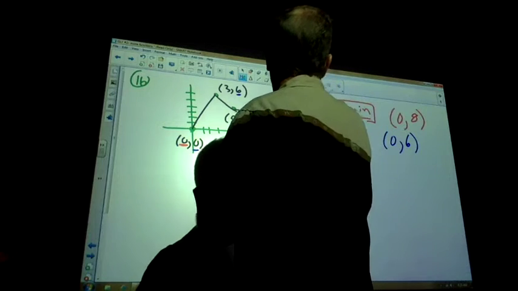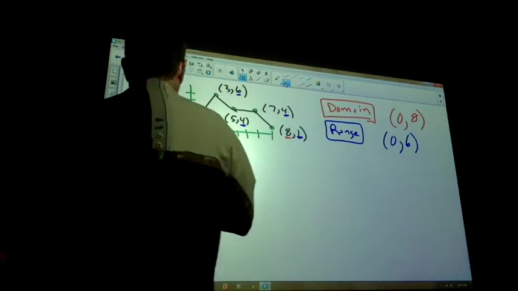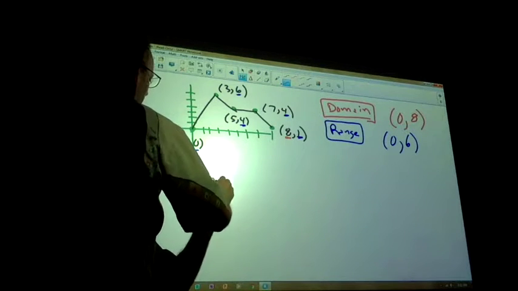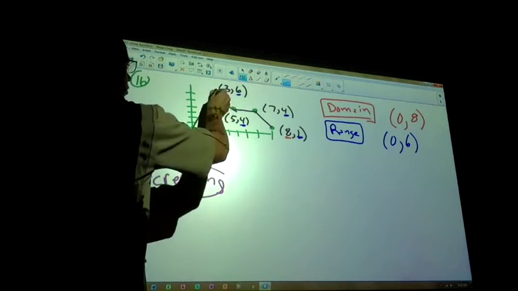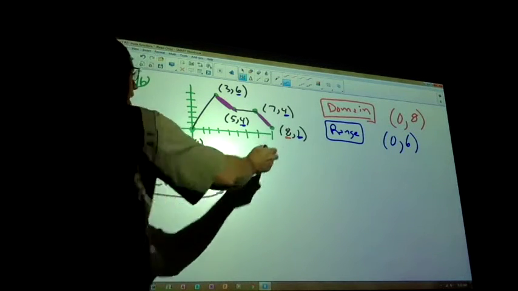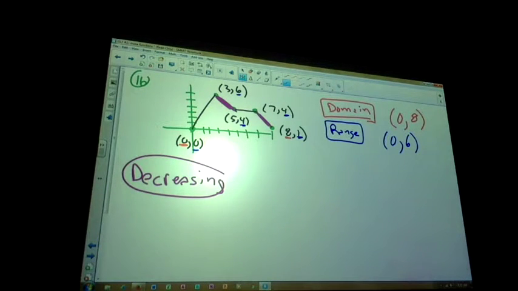All right, so let's do this in purplish. Decreasing. So I'm going to show you on the graph where the graph is dropping. Here, it's decreasing, and it's also decreasing here. Why do I say that? If I found the slope of the line, the linear equation that's in between those 2 points, those would both be negative. Okay? So, give the intervals on the x-axis.